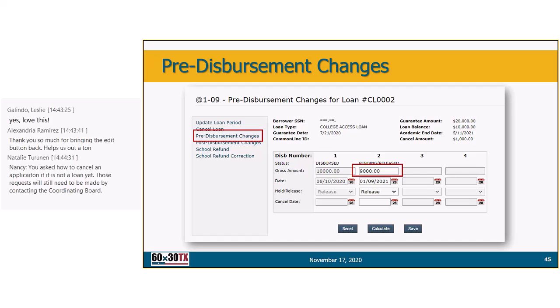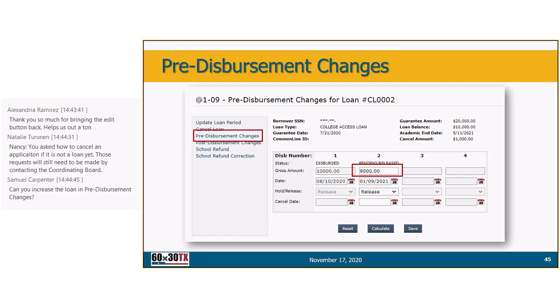And I gave this example for a reason, because you'll notice that the amount that's guaranteed is actually $20,000 because $1,000 has already been canceled. So hypothetically, you may be able to go in and increase this amount back up to $10,000 if you need that. So until it goes out for disbursement, you can modify this particular disbursement number 2.